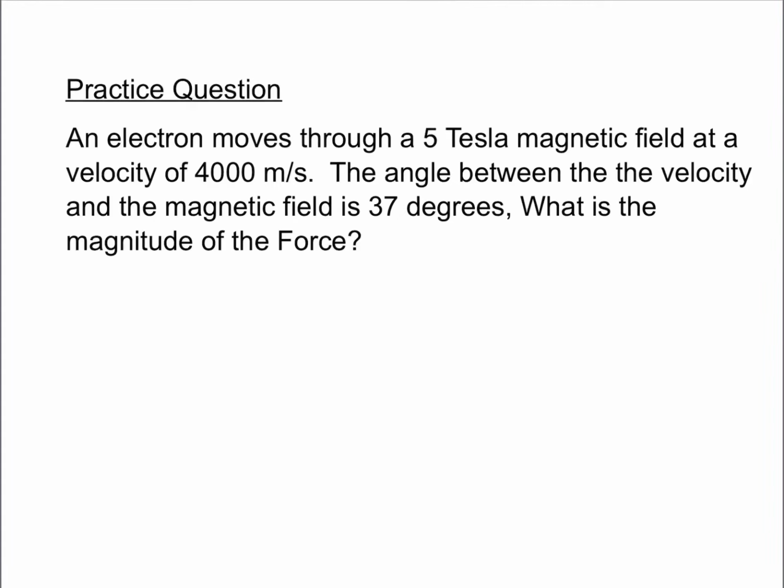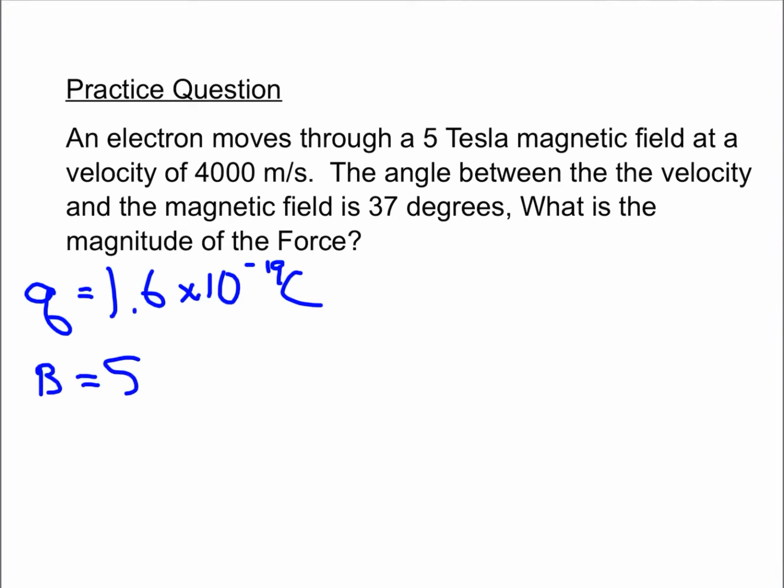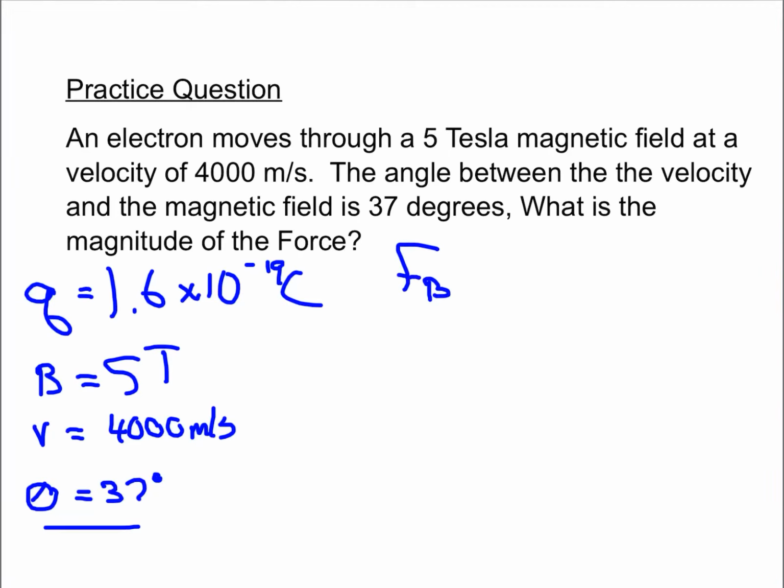It says electrons. Now they didn't explicitly tell you the charge, but they implicitly gave it to you. And by now in this school year, you should know that one electron has 1 e of charge, which is 1.6 times 10 to the negative 19 coulombs. Okay, they then say the magnetic field is 5 Teslas. They say the velocity is 4,000 meters per second. And it then says the angle between the velocity and the magnetic field, so that's our theta, is 37 degrees.